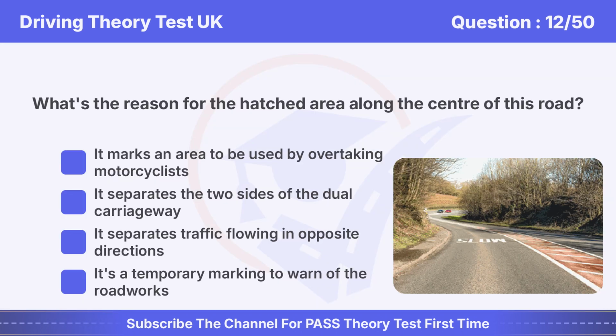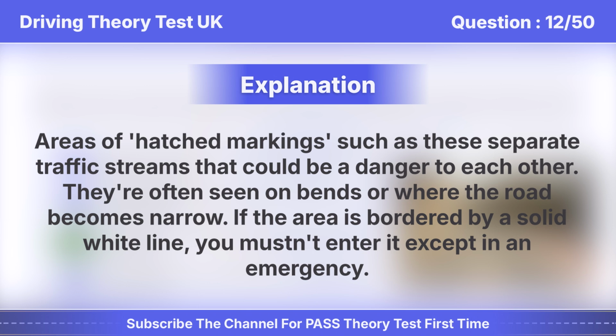Question 12. What's the reason for the hatched area along the center of this road? Answer is C. It separates traffic flowing in opposite directions. Areas of hatched markings such as these separate traffic streams that could be a danger to each other. They're often seen on bends or where the road becomes narrow. If the area is bordered by a solid white line, you mustn't enter it except in an emergency.